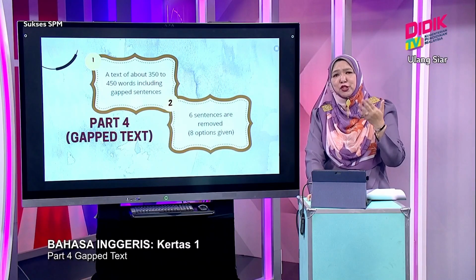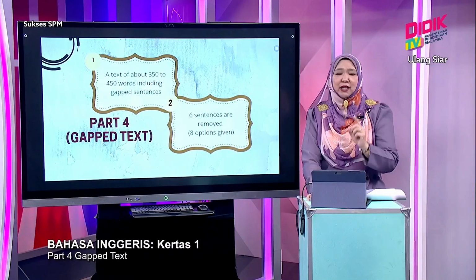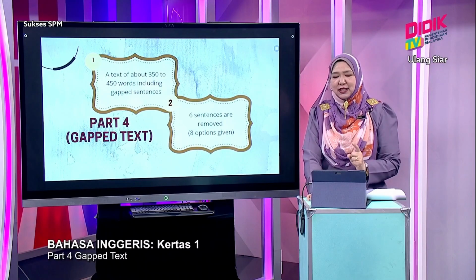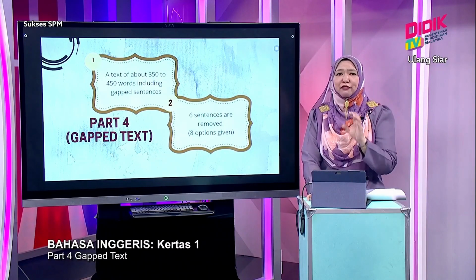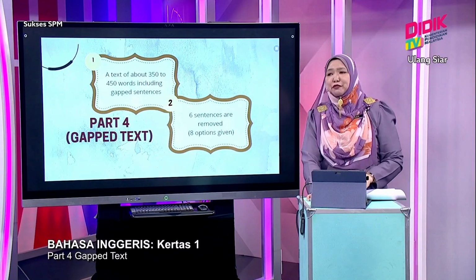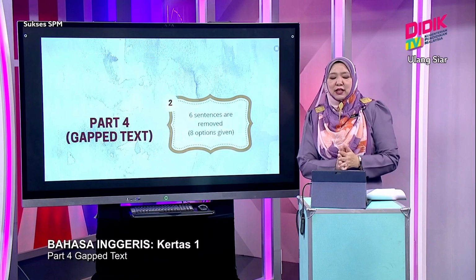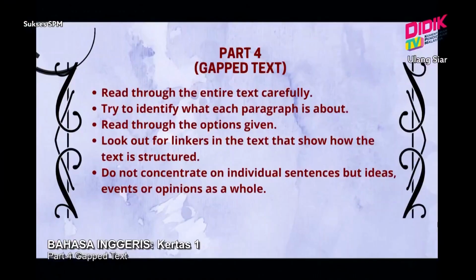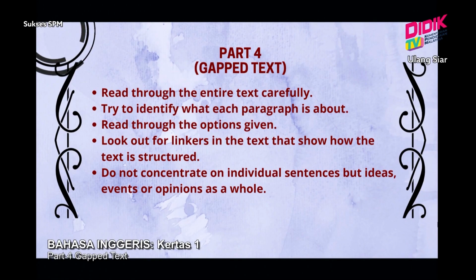So, how are you going to go about this part? I know this part is new for all of us, because before this, we don't have gapped text in our previous format. So what are we going to do? First of all, read through the entire text carefully. Make sure when you read, you understand. Next, try to identify what each paragraph is about, so that it is easier for you to get to the correct option.